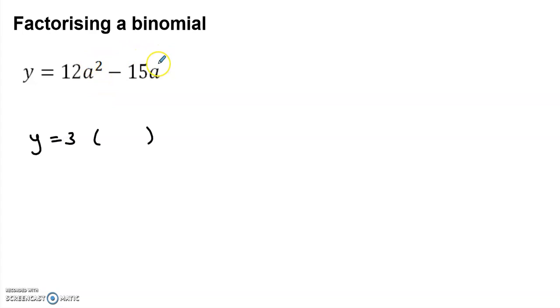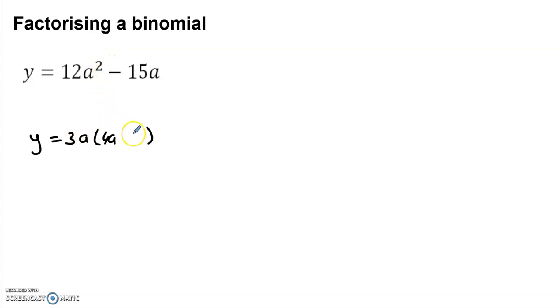Then look at the variables. Both terms can be divided by a. So this is what I put in front of my brackets. But what comes over here? 3a times something must be 12a squared. So this must be 4a, because 3a times 4a is 12a squared.